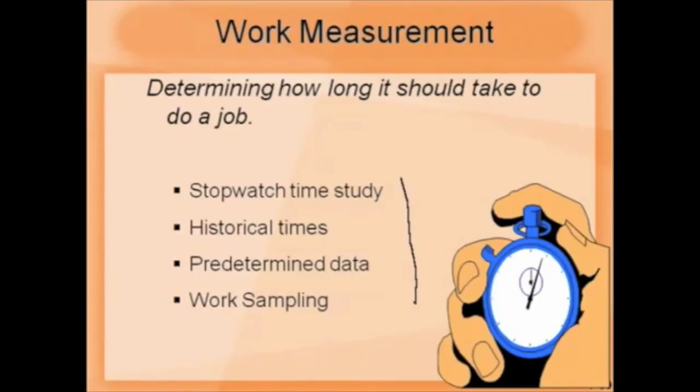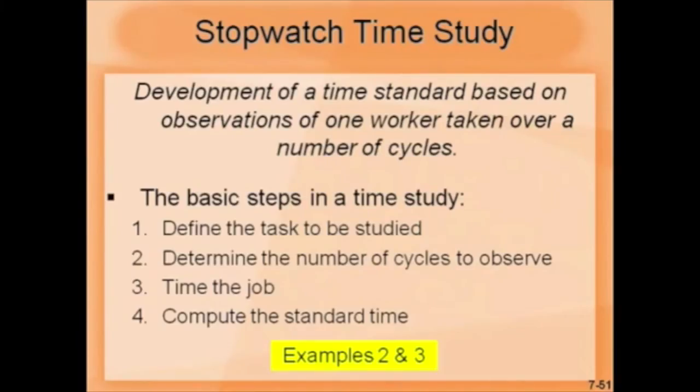And different tools that are used are given here: stopwatch time study, historical times if available, predetermined data, or work sampling. So let's look at stopwatch time study. Now, number of cycles, because we need to get representative data. Because we are sampling, the data has to be representative.